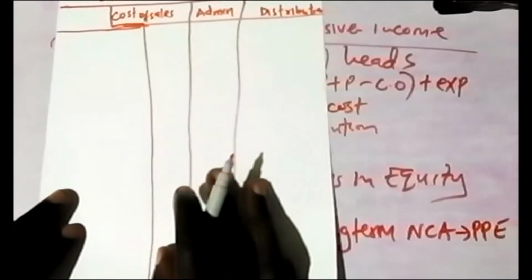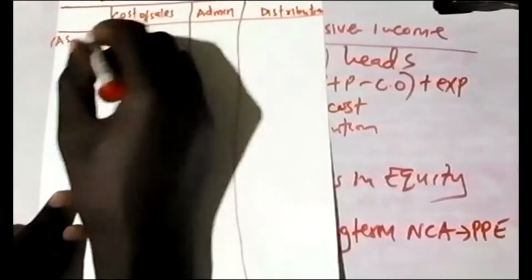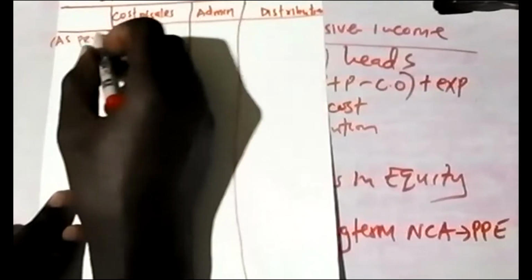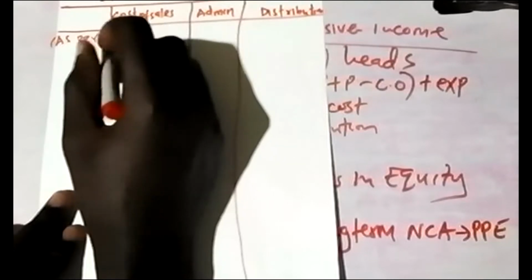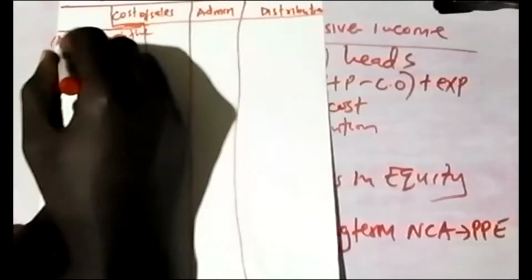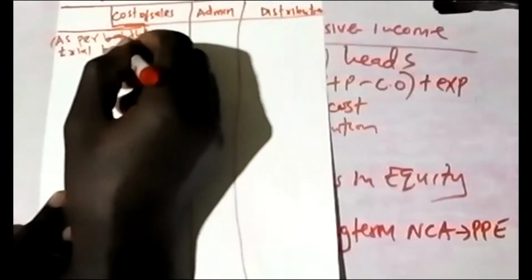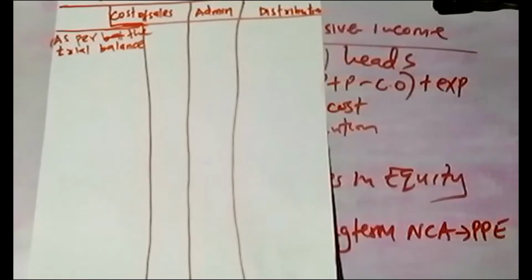So here, what I will do, I will start with the balances as per the trial balance. Sorry for that. So what you are given in the trial balance. So cost of sales: if you are not given cost of sales directly in the trial balance, you have to compute it.